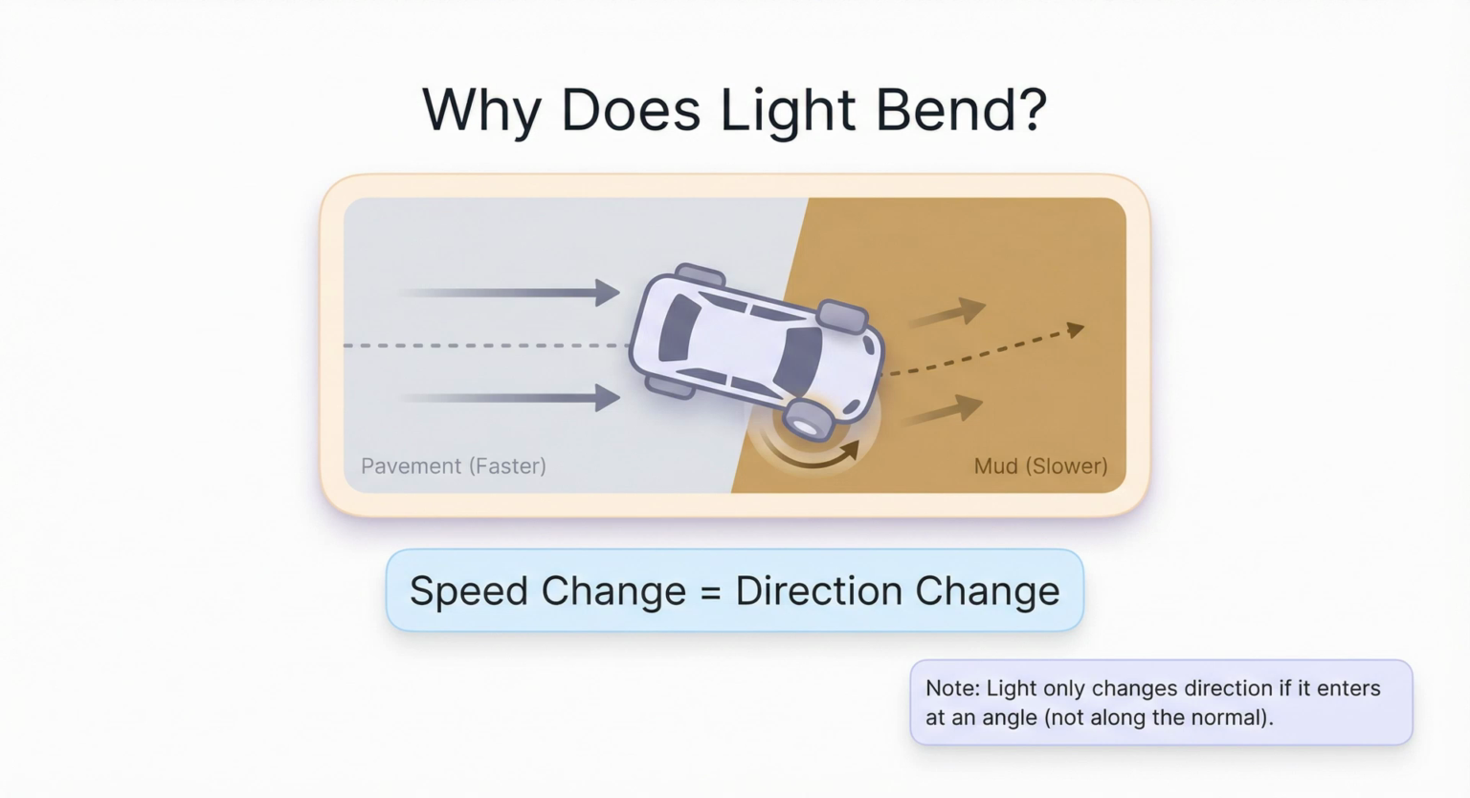It's all about speed. Light has a top speed in a vacuum, but it slows down when it has to travel through gases, liquids, or solids. Think of it like a car hitting a patch of mud on one side. It slows down and turns. Interestingly, if light hits a surface straight on, along the normal, it slows down but doesn't bend. It has to come in at an angle.